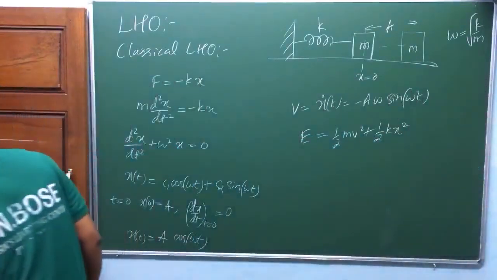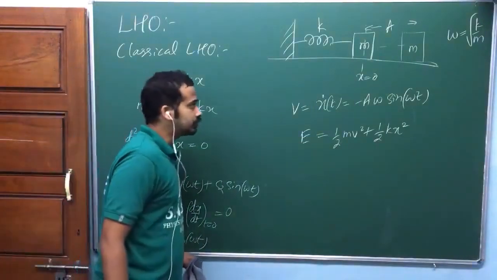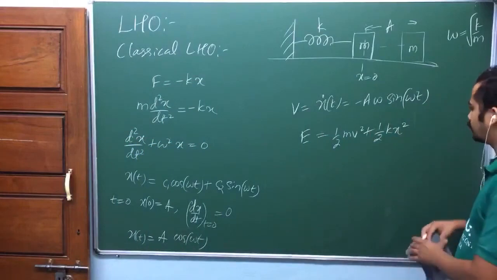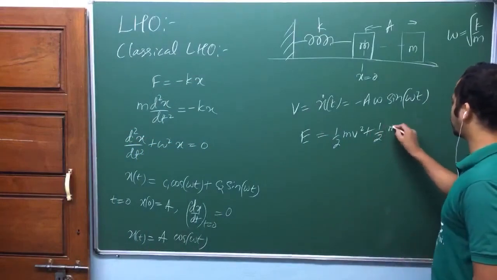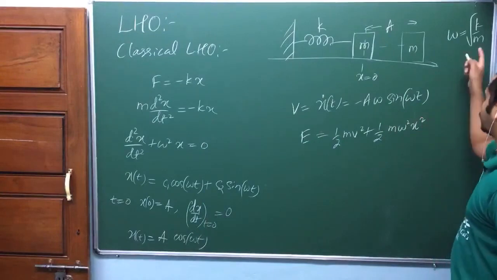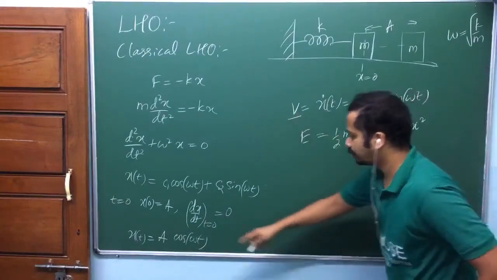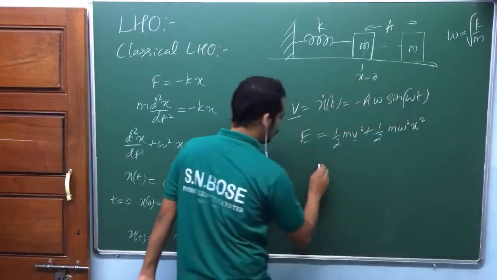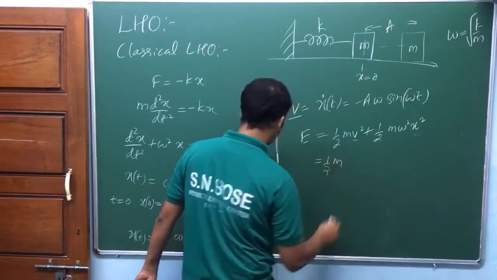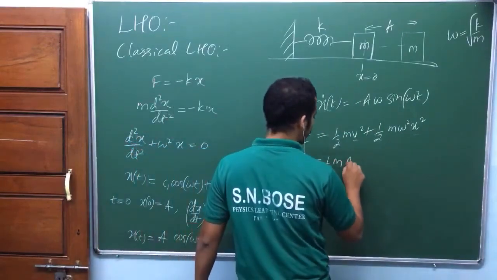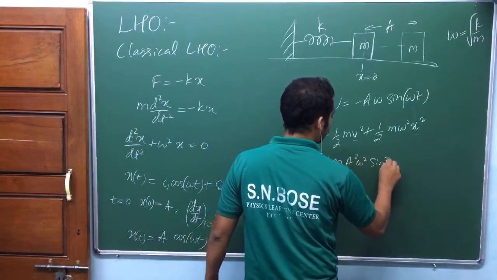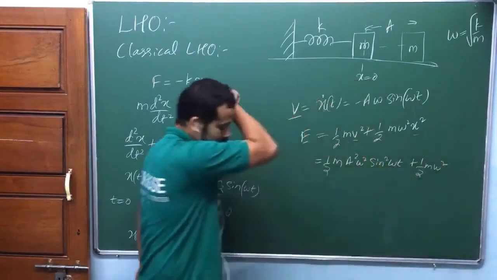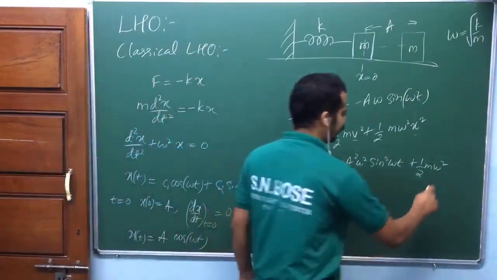I better write k in terms of m and omega, because in quantum mechanics also we don't talk about k, we talk about omega, the characteristic frequency. So that's half m omega square x square. Let me write like this. Now substitute v and x here and check what happens. So that's equal to half m a square omega square sin square omega t plus half m omega square a square cos square omega t.